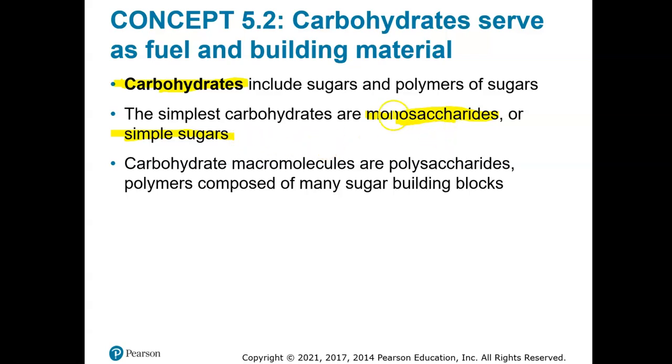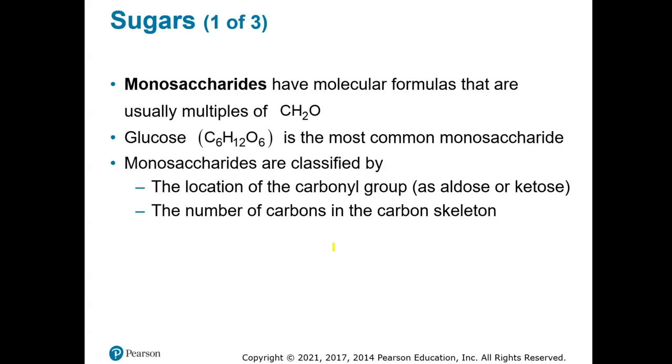But the monosaccharides, that literally means, mono means one and saccharide means sugar. So the monosaccharides are the simple sugars. For example, glucose, which is our blood sugar. And then the macromolecules or polymers of carbohydrates are called polysaccharides. And the one that we're probably most familiar with is starch, like you find in bread and potatoes and pasta. So a polysaccharide is many chains of simple sugars or glucose.